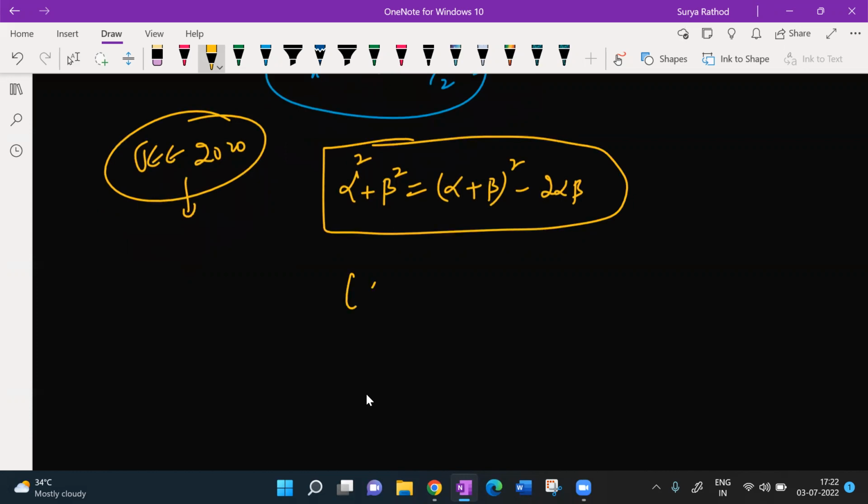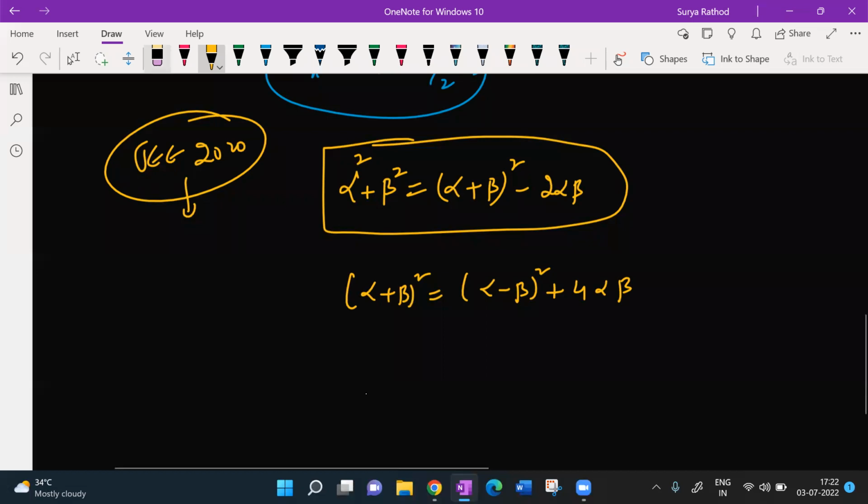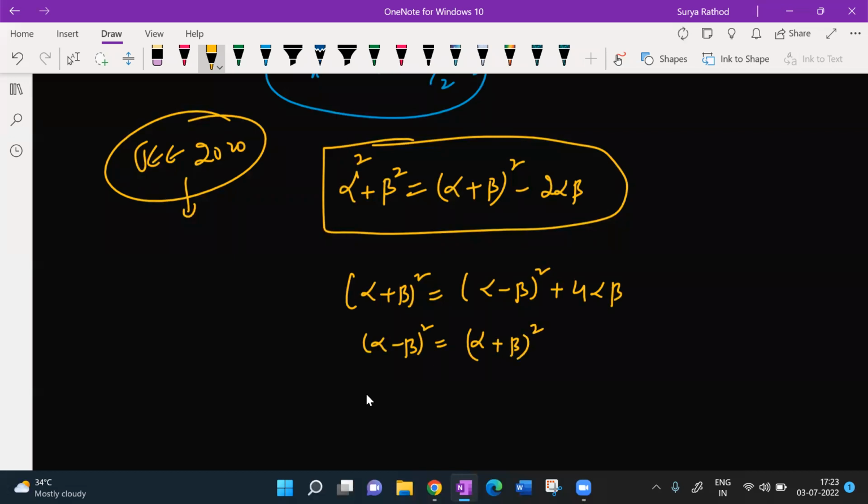And sometimes we may use this type of formula as well. Alpha plus beta whole square is equal to what? Alpha minus beta whole square plus 4 times of alpha beta. Correct? Yes. One second. Now if I write alpha minus beta whole square, this also can be written as what? Alpha plus beta whole square minus 4 times of alpha beta. Okay, beta. See, if you simplify LHS equal RHS, you will get it.